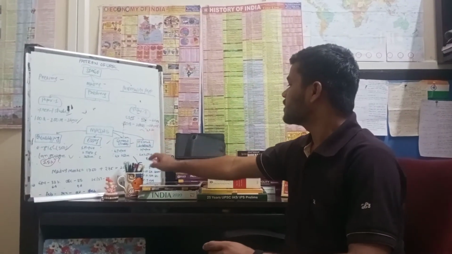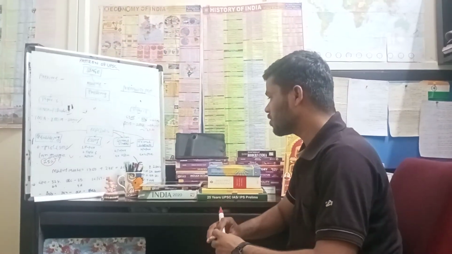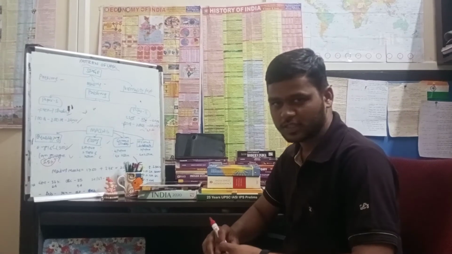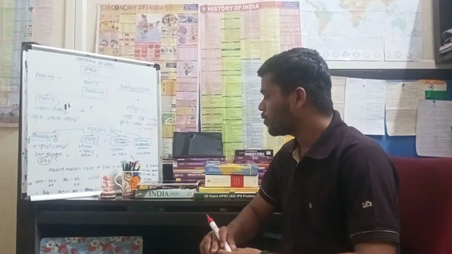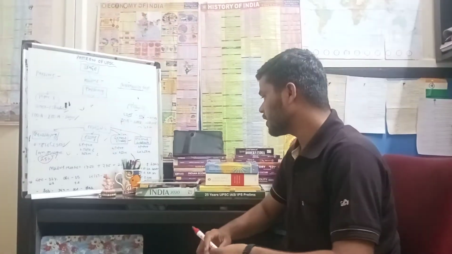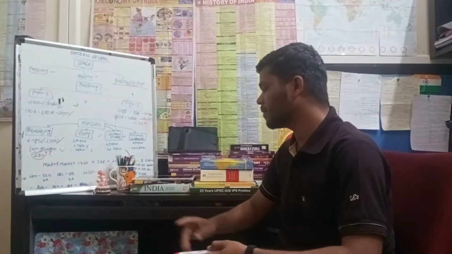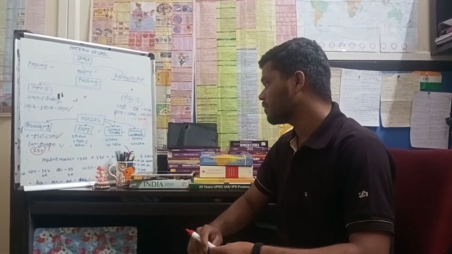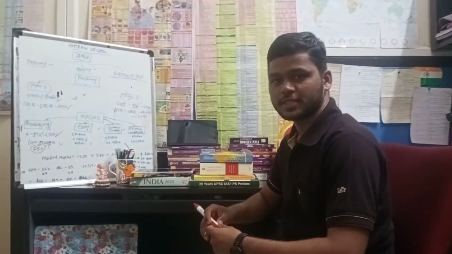In the general studies first paper: history, geography, Indian society. These subjects come under the first paper. In the second paper: polity, social justice, international relations, and governance. Third paper: economy, science and technology, environment, security. In the fourth paper: ethics, integrity, and aptitude. These are all the subjects that come under general studies.